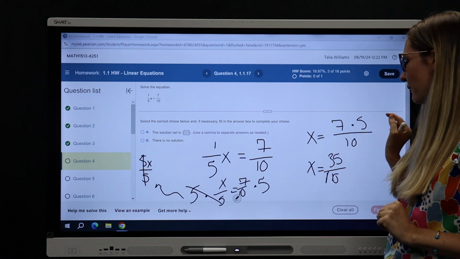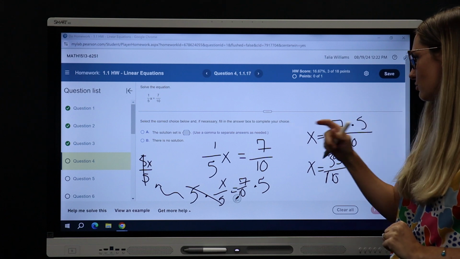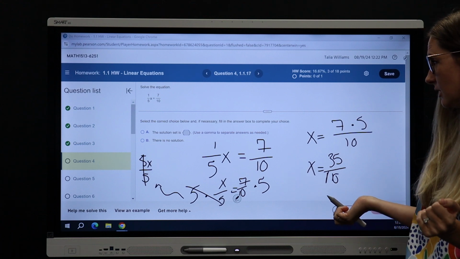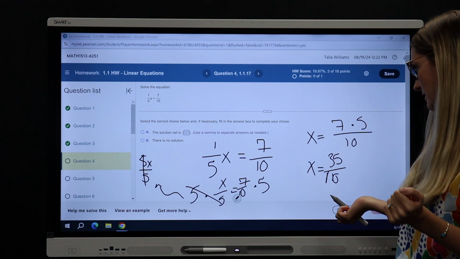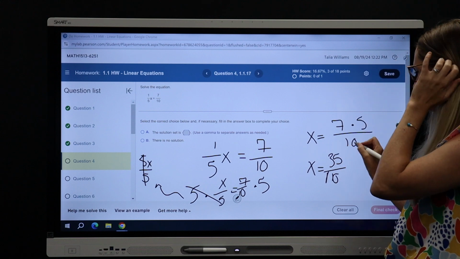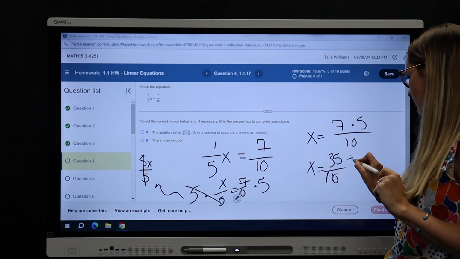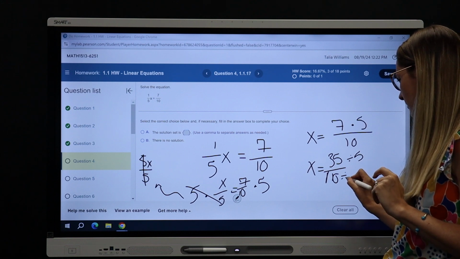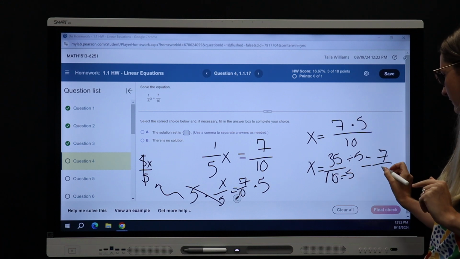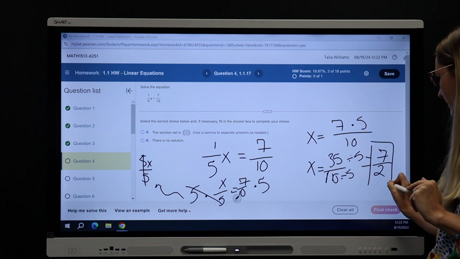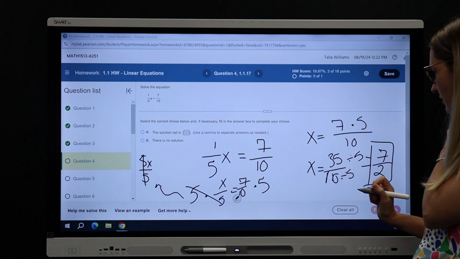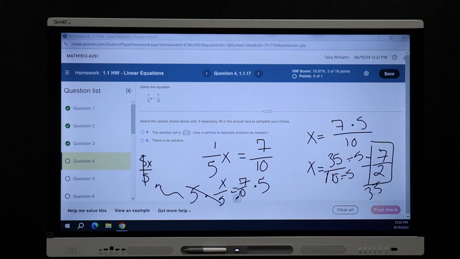Okay. And then we're going to reduce this. I use comma to separate answers as needed. They might take 3.5. I doubt it. What goes into 35 and 10? It's going to be 5, so I'm going to reduce this by 5 on both sides. So I'm going to divide both sides by 5. So I'm going to end up with 35 divided by 5 is 7. 10 divided by 5 is 2. And I'm going to type in the answer as 7/2. They might take 3.5 as well. Let me click it.